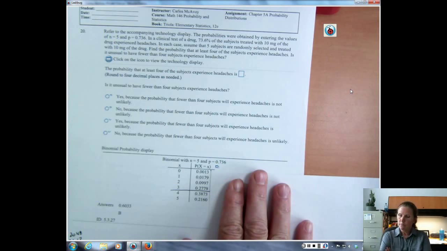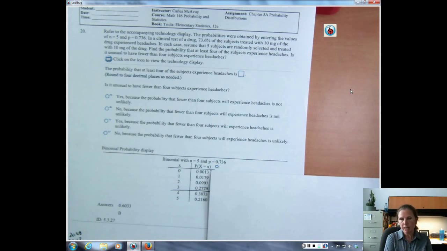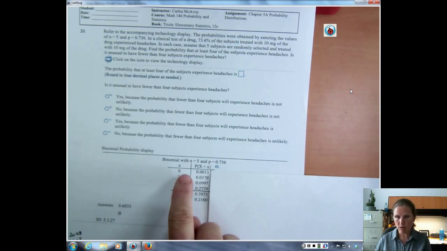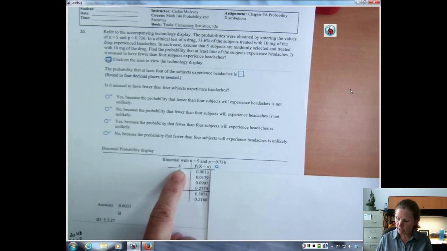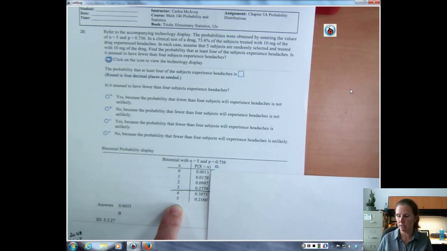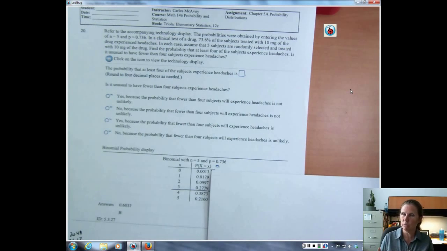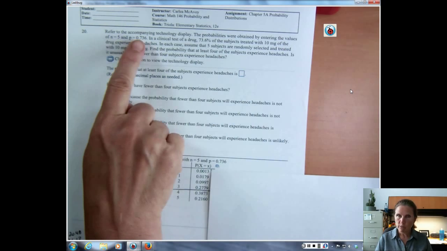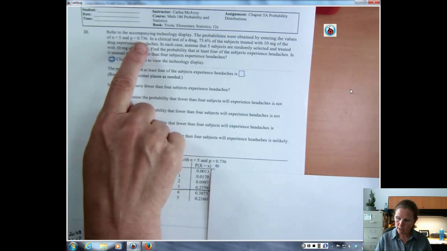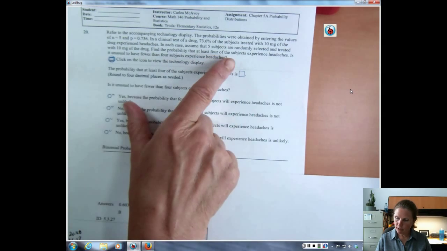All right. Refer to the accompanying technology display. They have that display at the bottom. They're saying there's 5 trials. Notice when there's 5 trials, there's 6 outcomes, because out of 5 trials I could get 0 correct, or 1, 2, 3, 4, or 5 correct. Whatever correct means for us. It could be bad, like how many people actually contract the disease, and we still call it a success because it's what we were looking at, but obviously some successes are bad. The probabilities were obtained by entering n equals 5, probability is 0.736, and find the probability that at least 4 of the subjects experience headaches.